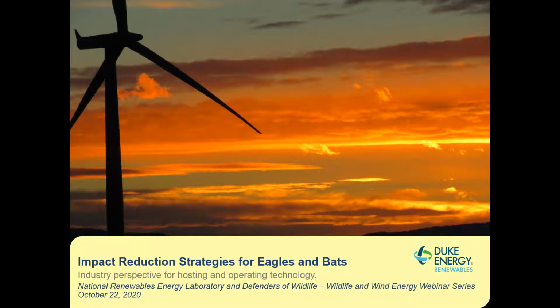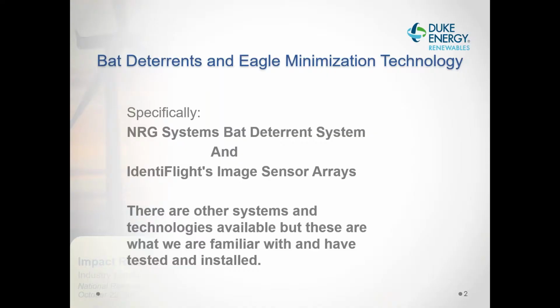At Duke, we've actually installed 2 different types of technologies, specifically the NRG Systems Bat Deterrent System, and another one some of you may have heard of, the Identiflight system. They're both available. These are what we're familiar with. There are other technologies that are available also, but this is what Duke is familiar with. The issues that I'm going to talk about will probably apply pretty broadly to other technologies.